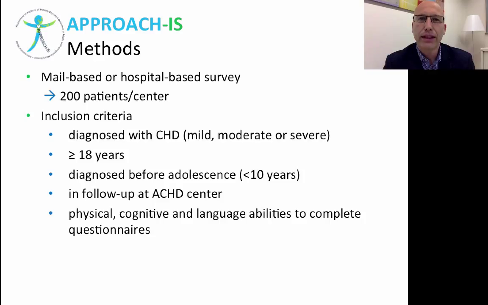Patients could be included in this study if they were diagnosed with a congenital heart disease from the wide spectrum, being either a mild, moderate, or complex condition. Patients were 18 years or older, diagnosed with a congenital heart disease before adolescence, which means before the age of 10, in follow-up in an adult congenital heart disease center, and having the physical, cognitive, and language abilities to complete self-report questionnaires.